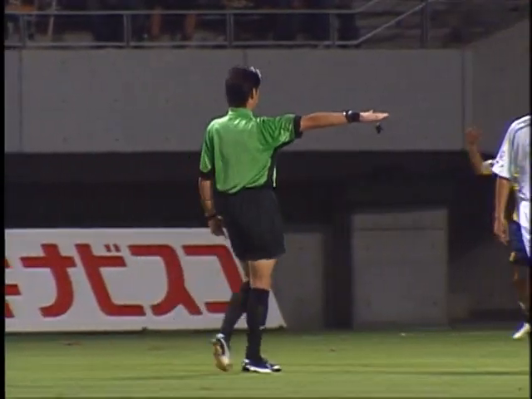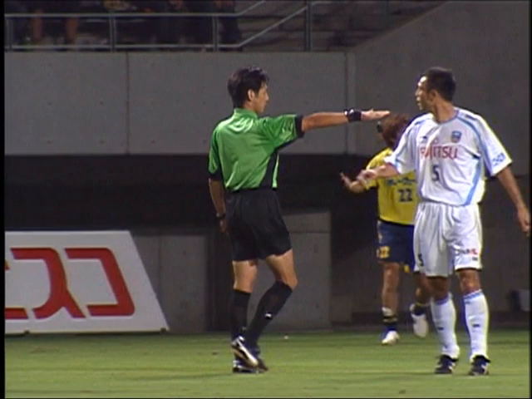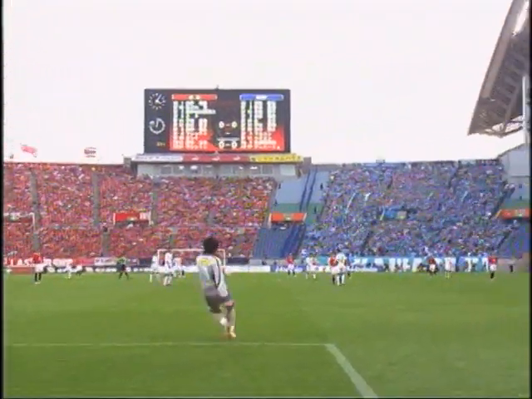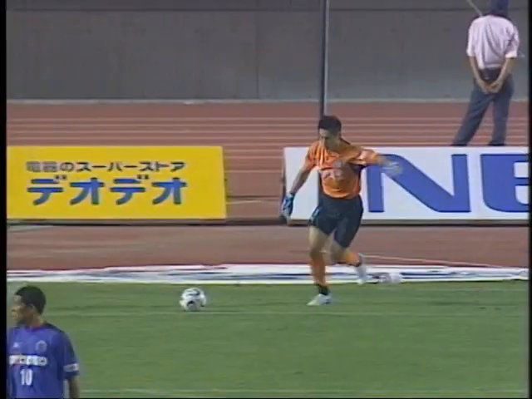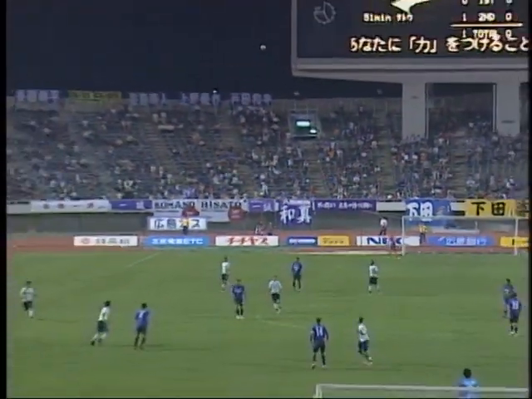The referee points to the goal area with his hand. The ball is placed inside the goal area and directly kicked outside of the penalty area to put the ball into play.